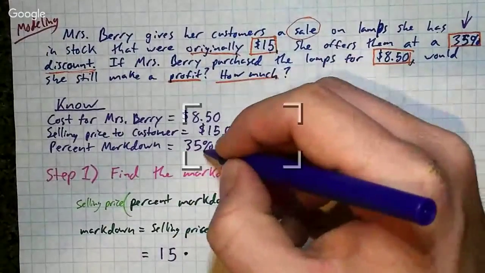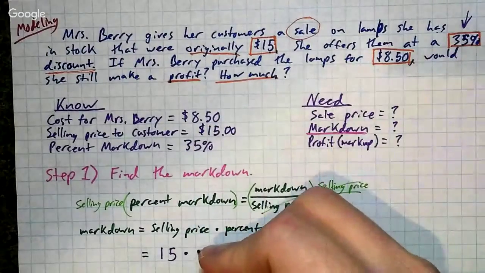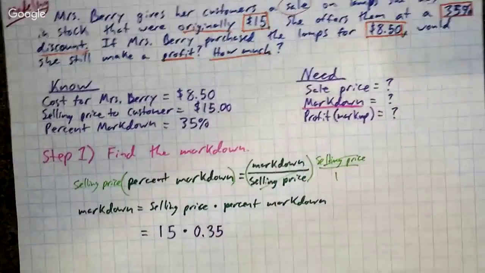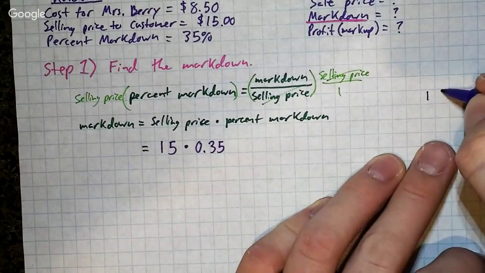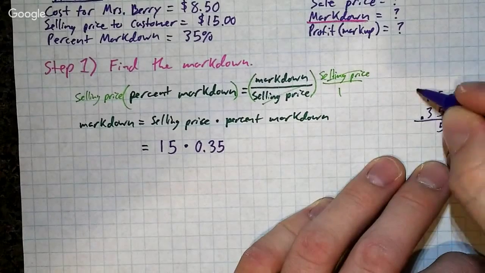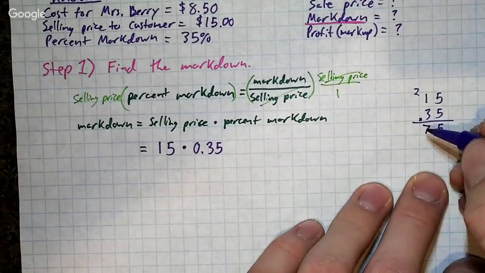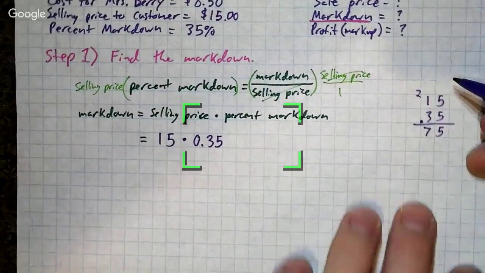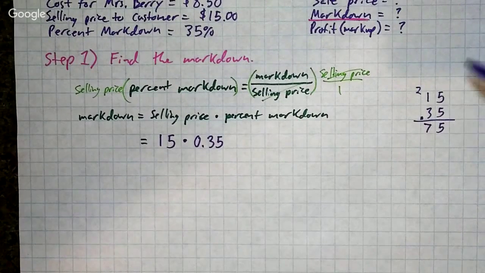I just need to convert this. If I use percent to decimal, it's going to be 0.35. So to find our markdown, we're going to multiply 15 by 0.35. Luckily, I know I can always go over here on the side and multiply things. 15 times 0.35. 5 times 5 is 25. 5 times 1 is 1, plus 2 is 7. Yes, there we go. Oh, hang on. I think I did this wrong. Oh, no. Okay, we're good.